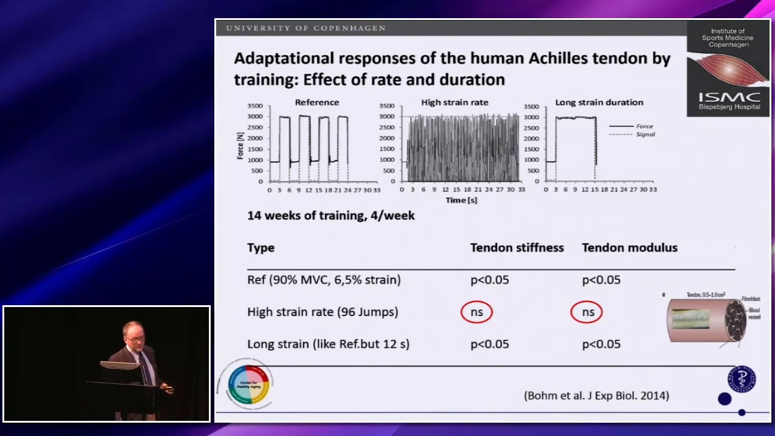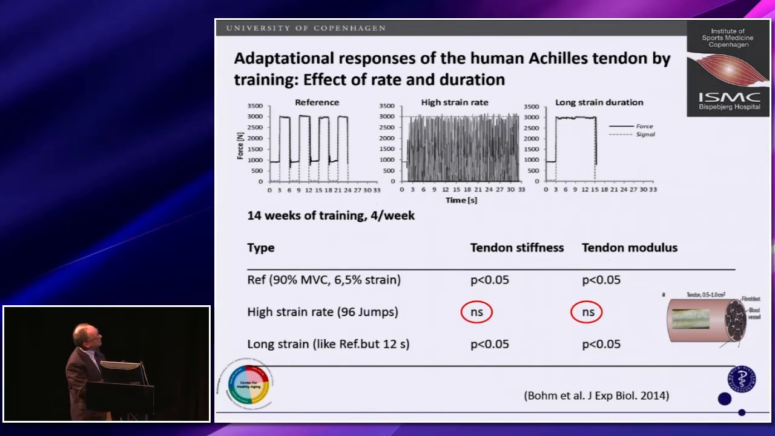Another puzzling thing, at least to me, was that I've just shown that you get tendinopathy because you overload your tendon by doing exercise. So why is it that exercise will then help as a regimen? One of the insights, I think, again comes from the group in Berlin who did what I just showed you before, these regimens of 90% MVC, which caused a 6% strain of the tendon, 3 seconds on, 3 seconds off. They showed that a 14-week training program caused a stiffening of the tendon. They also tried 12 seconds, which showed the same. But then they tried to do 96 jumps so that the area under the curve was approximately the same. What they could show was that there was absolutely no effect on the stiffness development in the tendon, and these are healthy individuals.